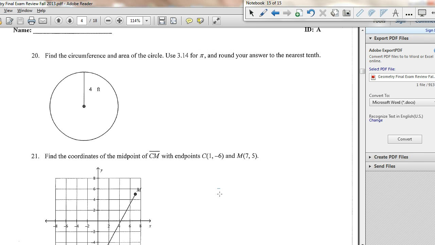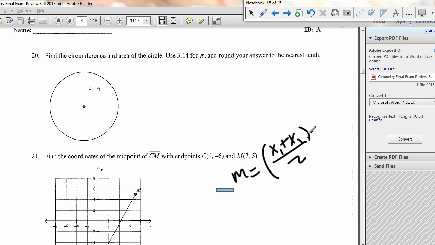Find the coordinates of the midpoint. To figure out the midpoint, it is the average of the two x's. So add them up, divide by 2. And then, sorry, that should be a comma, the average of the two y's. Add them up and divide by 2. Okay, and the midpoint is a point on the graph. So this is the x coordinate, and then this will end up being the y coordinate. Add up the x's, divide by 2. Add up the y's, divide by 2.